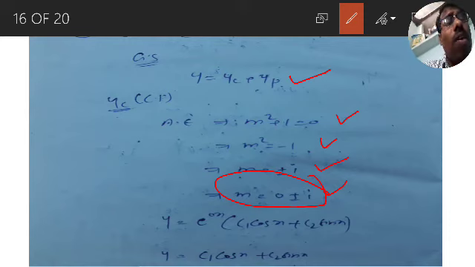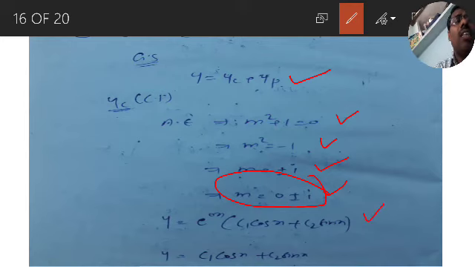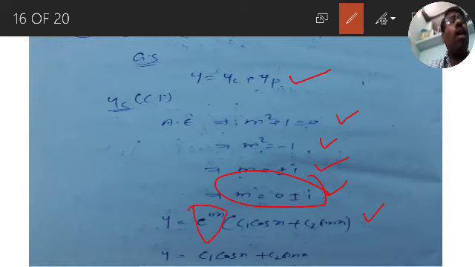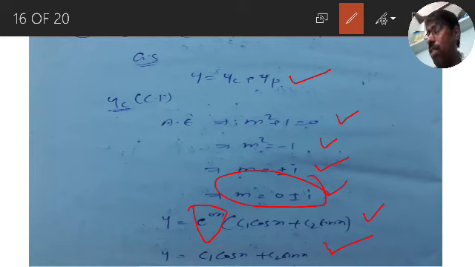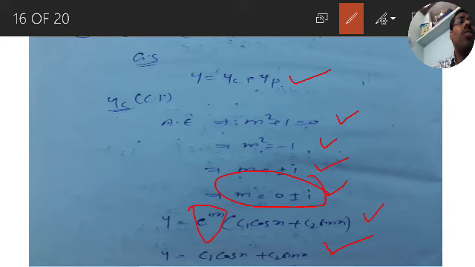Now instead of alpha we are having 0, and instead of beta we are having 1. So what is yc? The yc becomes e power of 0x into c1 cos x plus c2 sin x. But what is e power of 0x? E power of 0 into x is e power of 0, and e power of 0 is 1. Therefore, our yc is c1 cos x plus c2 sin x. Did you get it? This is our yc.